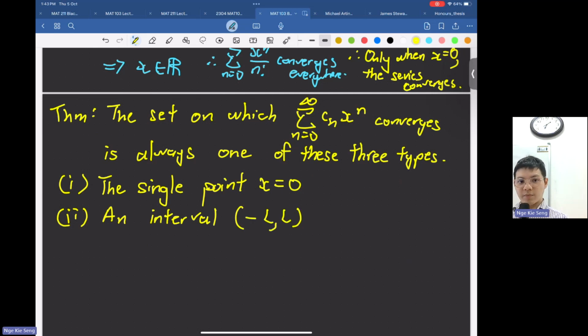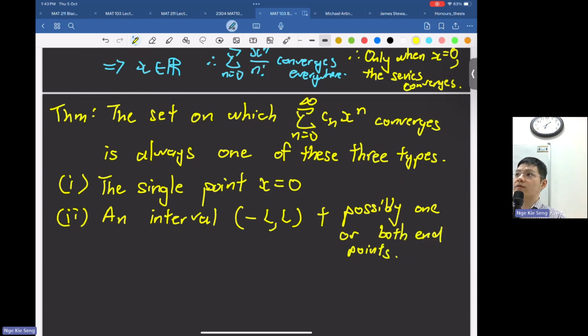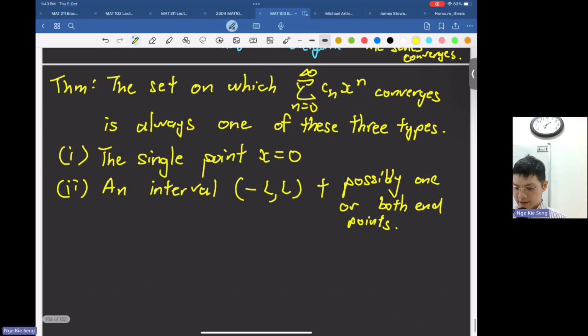Possibly plus some endpoint, like what we do just now. We need to check whether the endpoint converge or not. One or both, so I need to check, because at endpoint, the ratio test is inconclusive. And then the third one is everything, the whole real line.